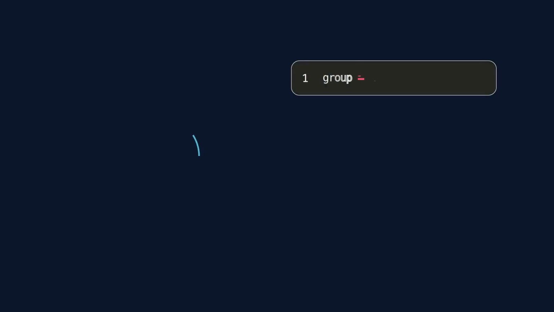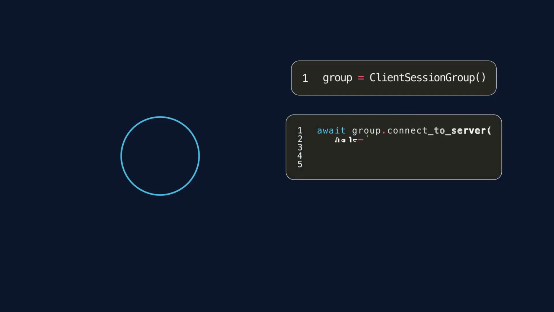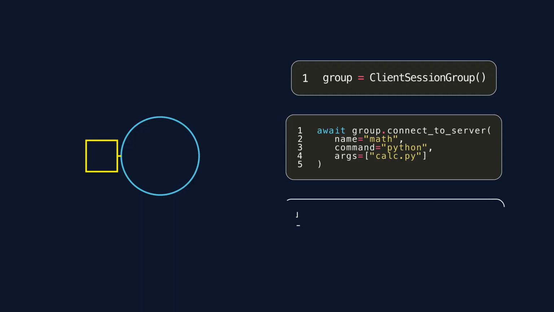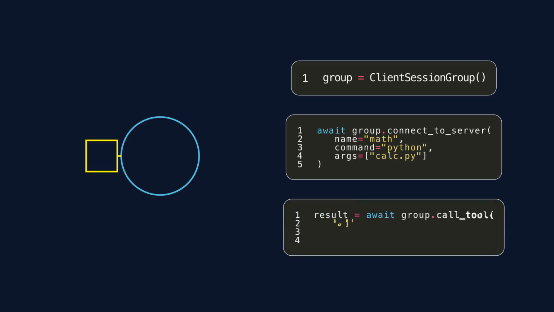In a real-world production app, you rarely connect to just one server. You might have a calculator server, a GitHub server, and a Google Drive server. Managing these individual connections is a headache. Enter the ClientSessionGroup. Think of the session group as a switchboard. You plug all your servers into it. To your agent, it looks like one giant super server. When you ask for tools, the session group aggregates them from all connected sources.